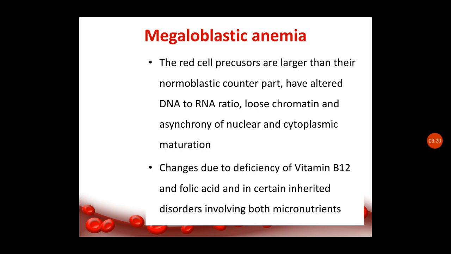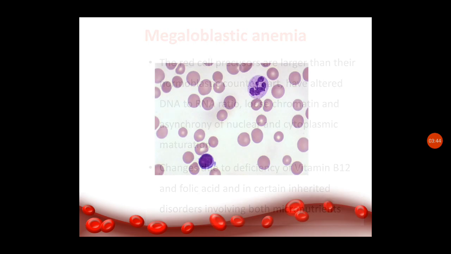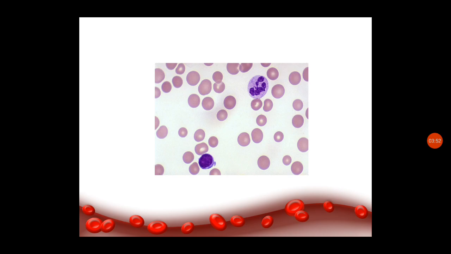So this condition, megaloblastic anemia, and this abnormal appearance of red cell precursors can be seen usually with deficiency of vitamin B12, and folic acid deficiency can also lead to this condition. Also in very specific conditions like inherited disorders which lead to deficiency of these micronutrients, we can expect megaloblastic anemia. So this is the explanation of what megaloblastic anemia is.